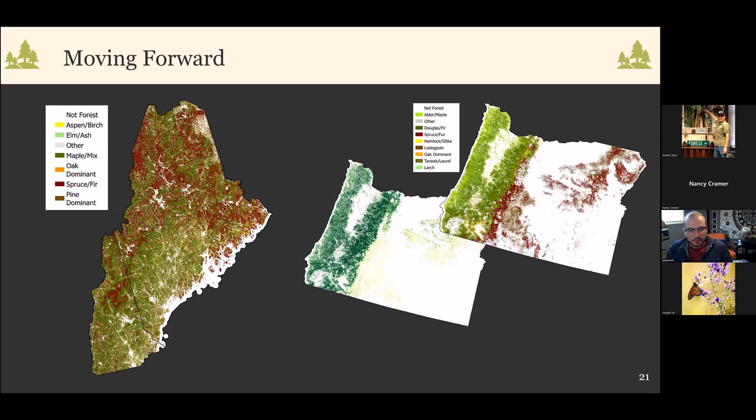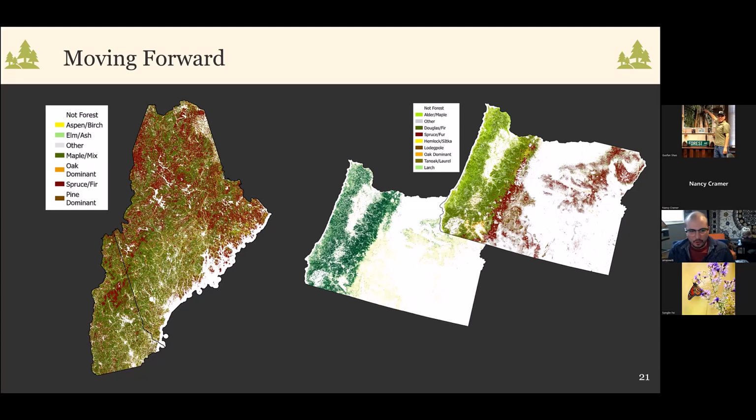Moving forward with this, we're starting to do this in other locations, but instead of using our state level surveys, we're using more consistent data that's available across the country, specifically the FIA data. So we're working with the FIA group, and they have this big map project, and we're doing some assessment of using some of the GLAD metrics inside of that workflow.